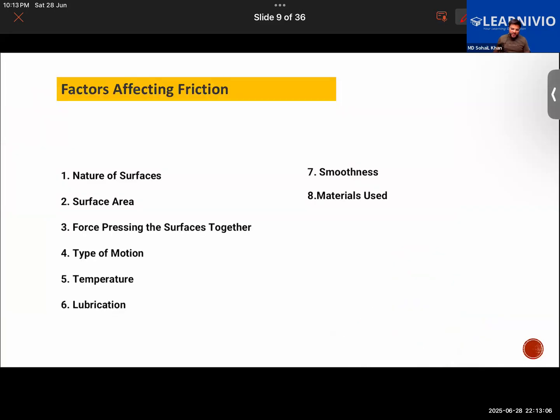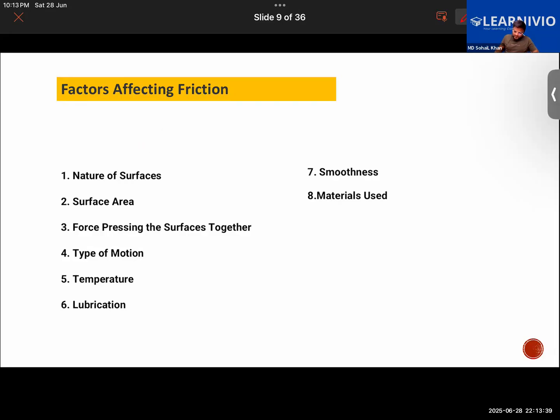That's the thing. Now the question is, what are the factors upon which the friction will depend? How much friction is going to be there between the two surfaces? There must be some factor that determines it. In general, there are three factors, but I have written a few more here. In general, it depends upon the roughness of the surface, or basically the nature of the surface.